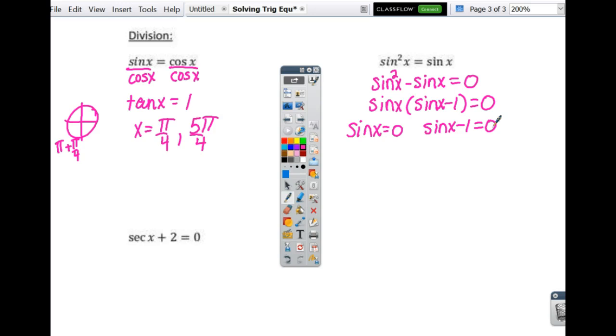So here, where is the sine of x? 0. Pi and 0. And where is the sine of x? 1. Is there another one? But down here it's -1. So it's just 3 answers this time. And we only would have ended up with 1 if we would have canceled. All right? So you don't want to cancel.